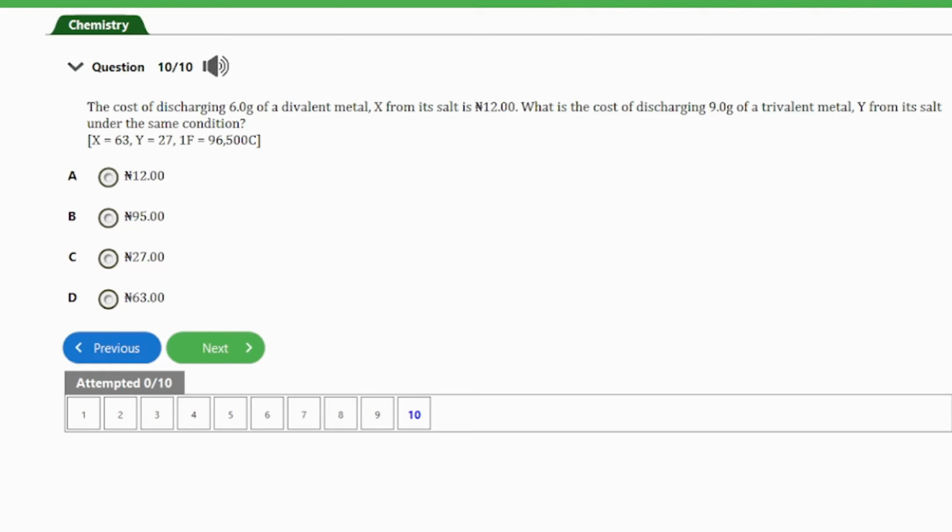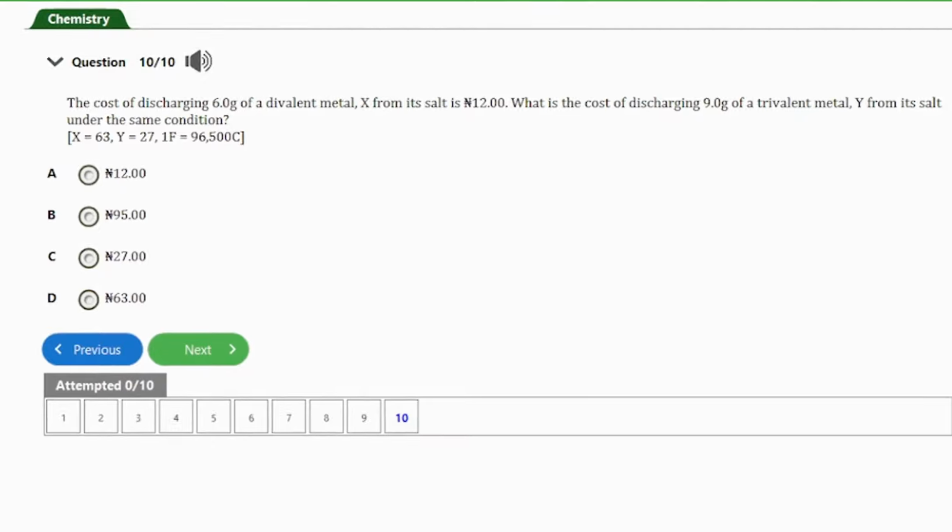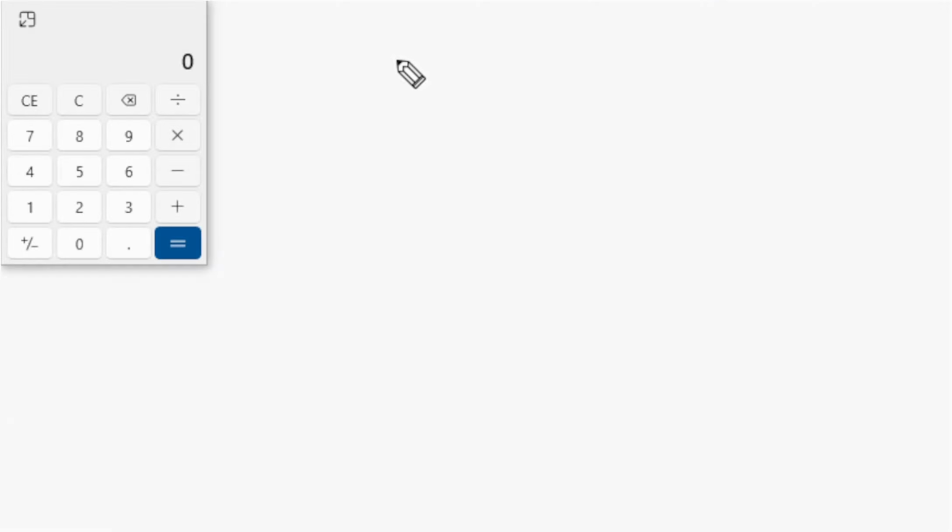So we have the cost of discharging 6.0 grams of a divalent metal X from its salt is 12 naira. What is the cost of discharging 9.0 grams of a trivalent metal Y from its salt under the same condition? So guys, here we have that X is a divalent metal. So let's zoom into our workspace first. So we have that X is a divalent metal, right?